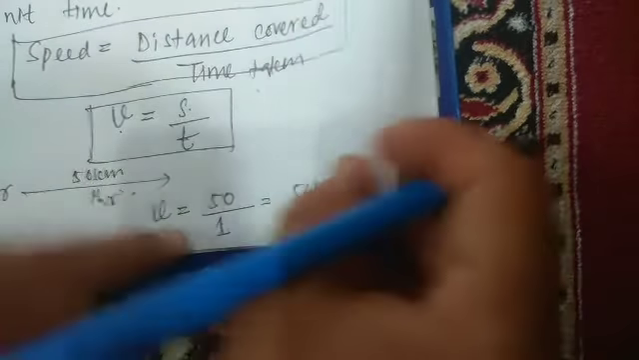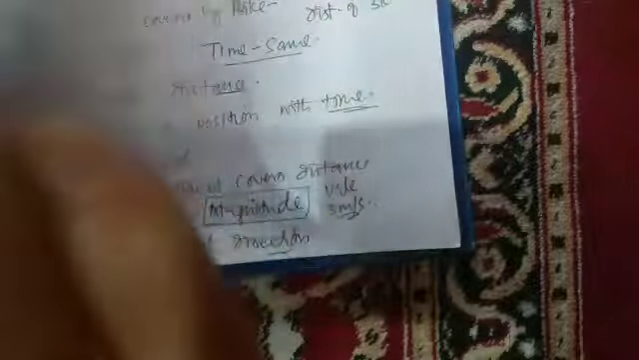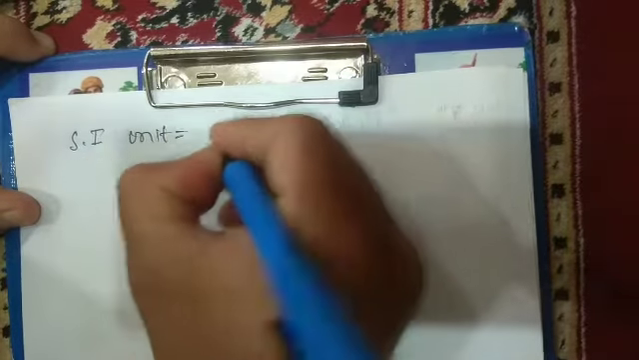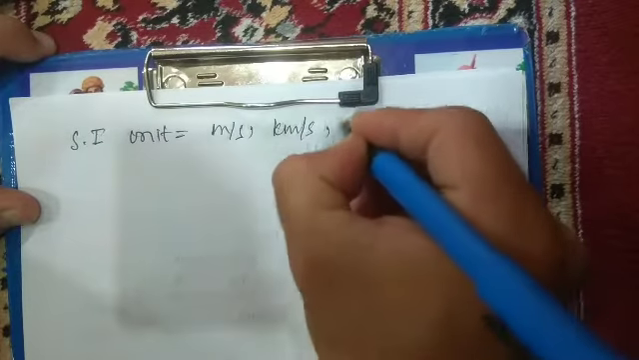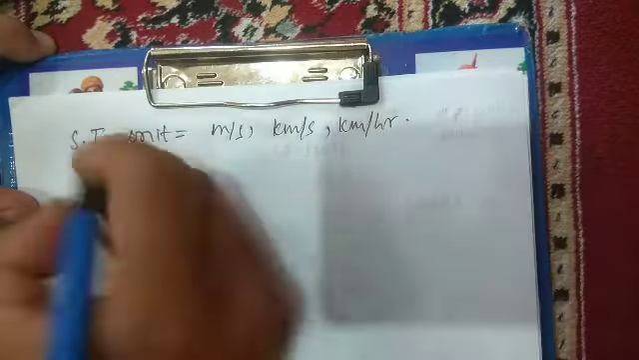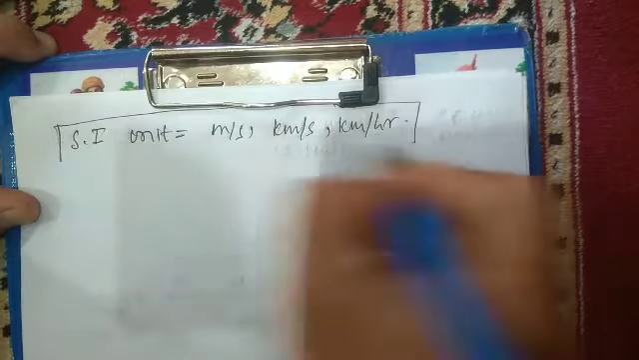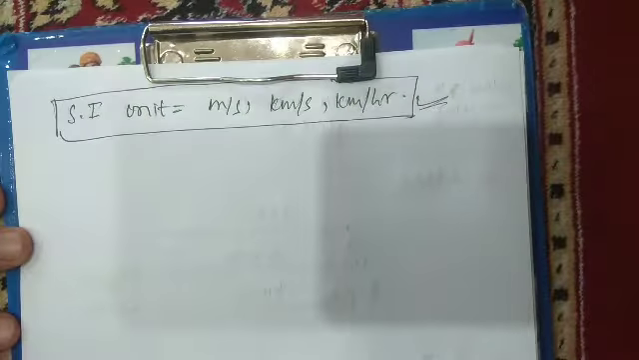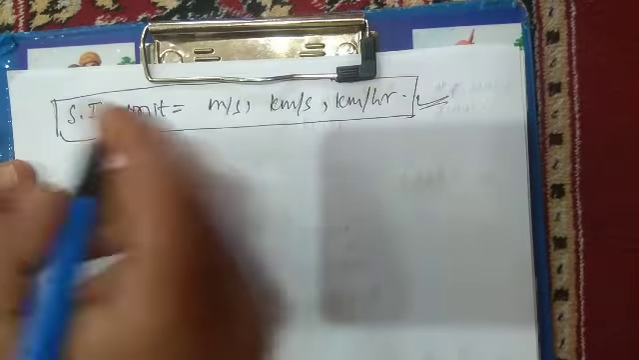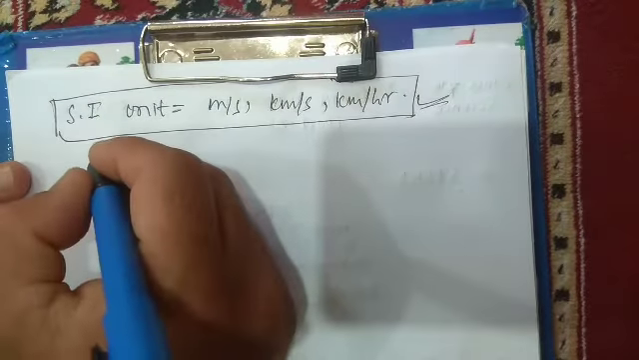The SI unit of speed is meter per second. It is also denoted in kilometer per hour.